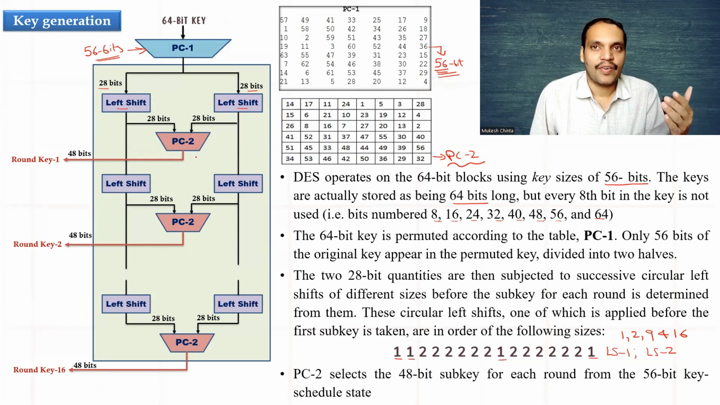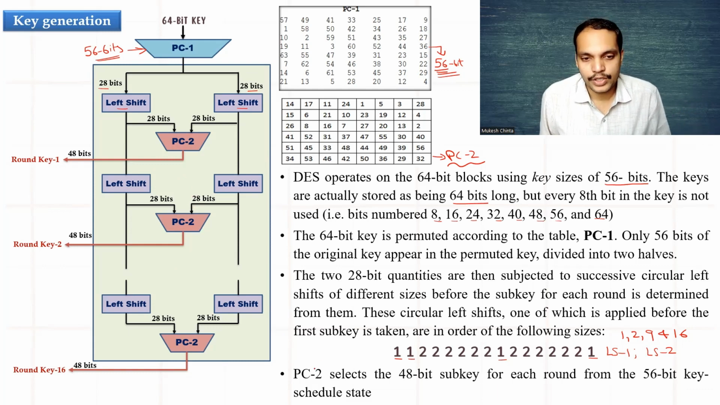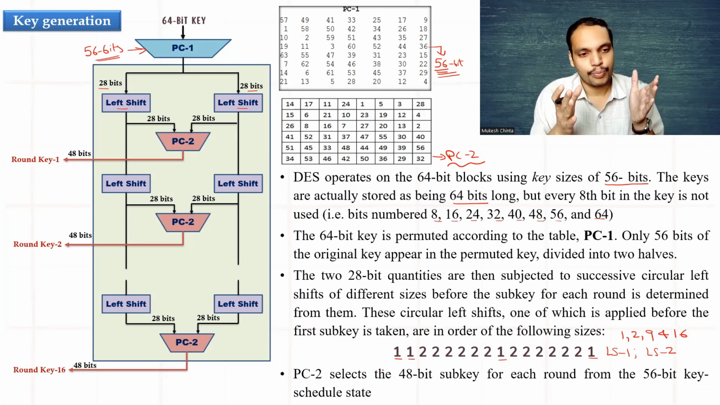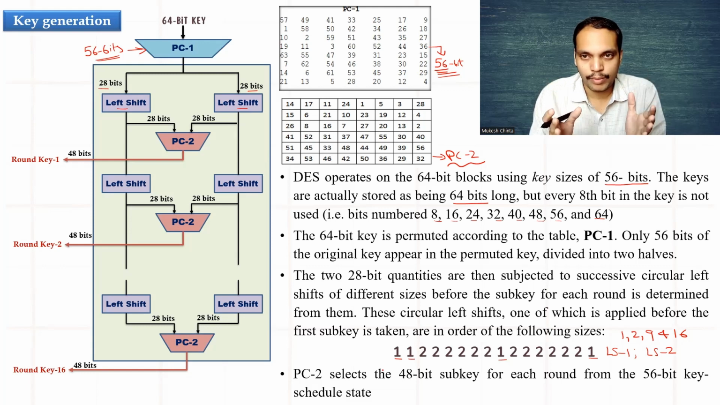So in this way, for the entire 16 rounds, we get different round keys for each and every round. So PC2 selects the 48-bit subkey for each round from the 56-bit key schedule state. So this is how you produce 16 round keys of 48 bits each from the original 64-bit key. But do remember that the actual key size implemented for DES is only 56 bits.